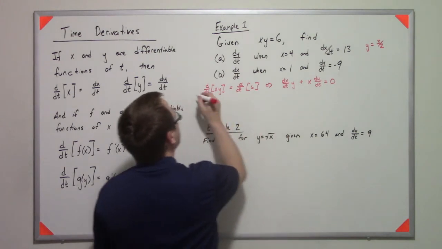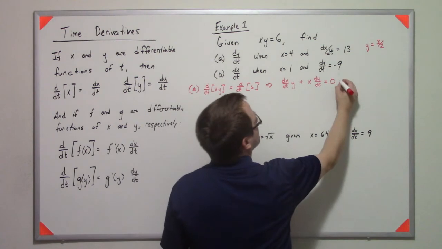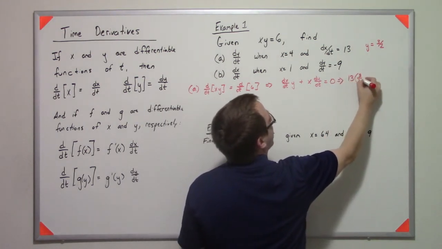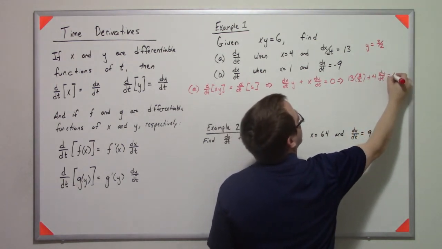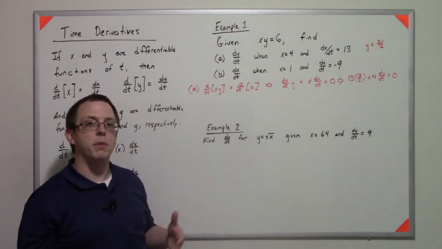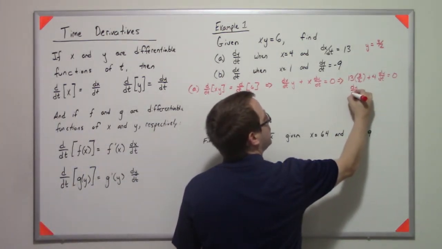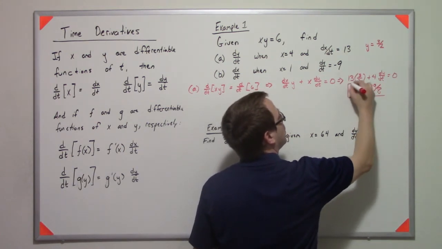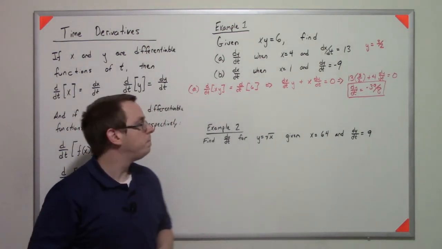Now, by plugging in, I get 13 times 3/2 plus 4 dy/dt is equal to 0. And so then I can divide both sides by 4 and subtract on the other side, and I get that dy/dt is negative 39/8. So that tells me part A.